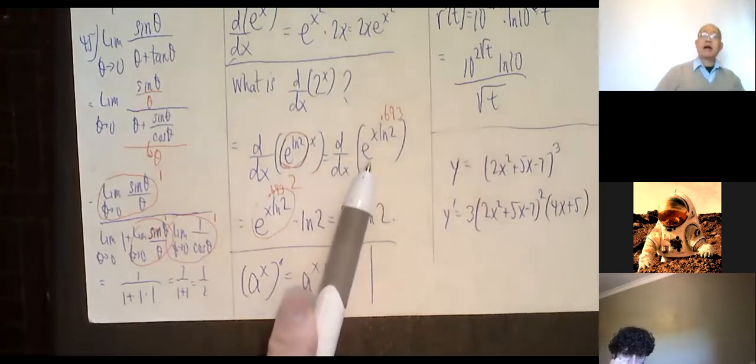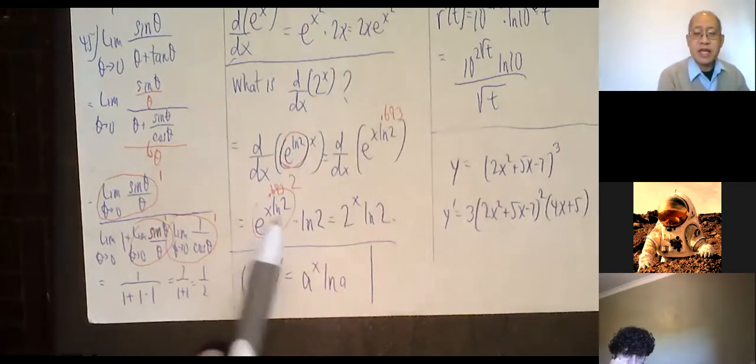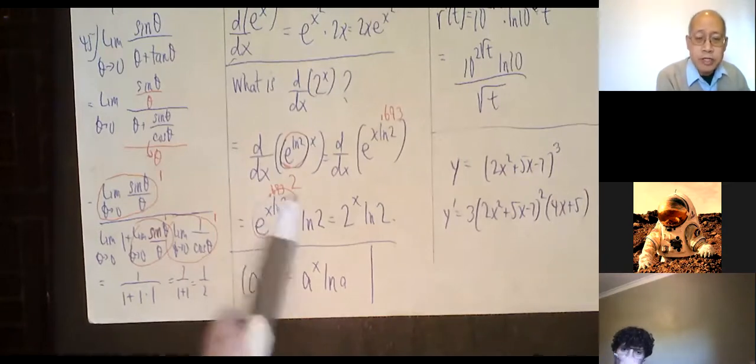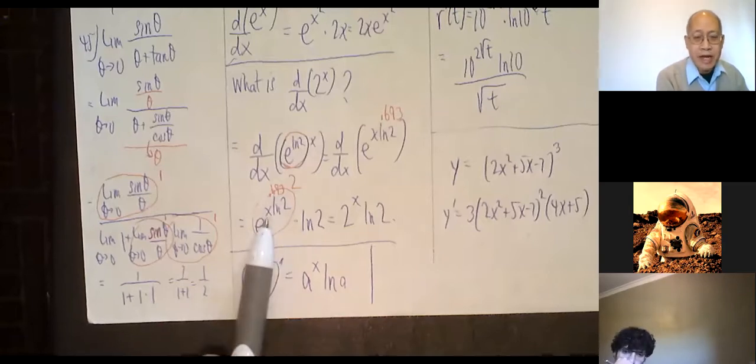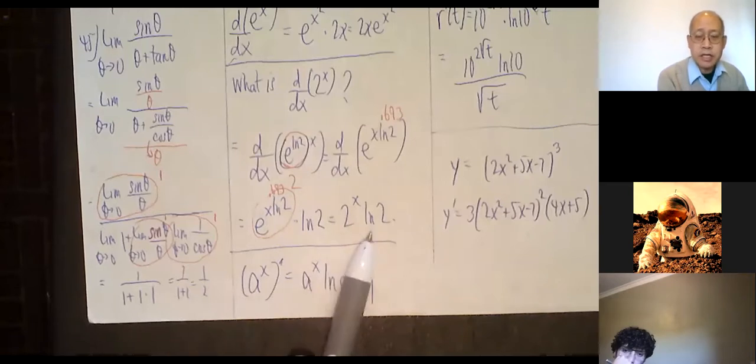And now I've written it as base e. So the derivative is the same thing, e to the x ln 2. And then by the chain rule, times the derivative of all this stuff, which is ln 2. But we might as well write this back as the way it originally was. What was that originally? 2 to the x. So 2 to the x ln 2.